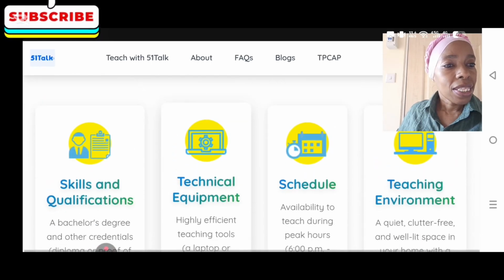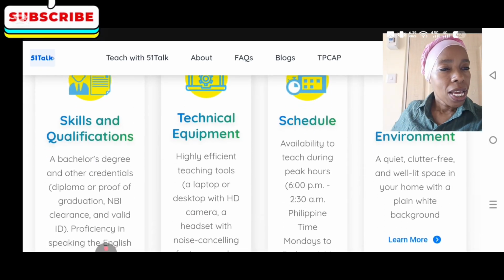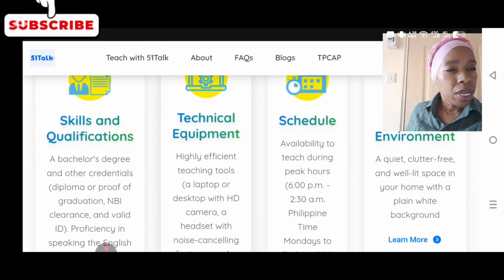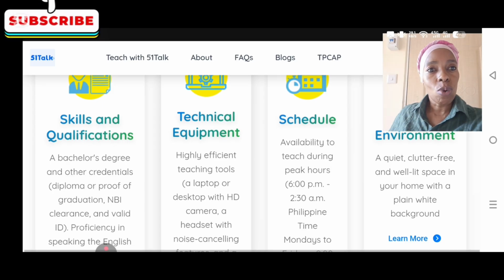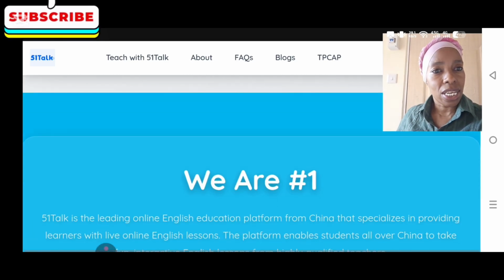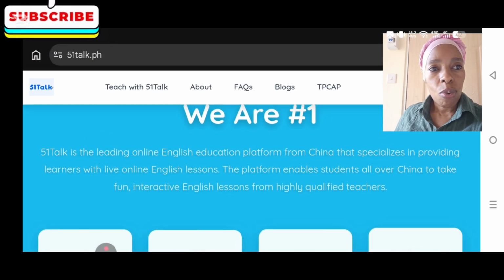All right, and then the other thing is the teaching environment: a quiet, clutter-free, and well-lit space in your home with a plain white background. That's basically what they're going to look at. That's what they're telling you. So we are number one.